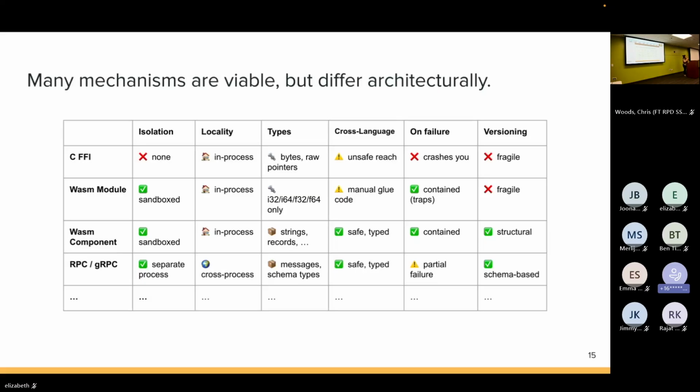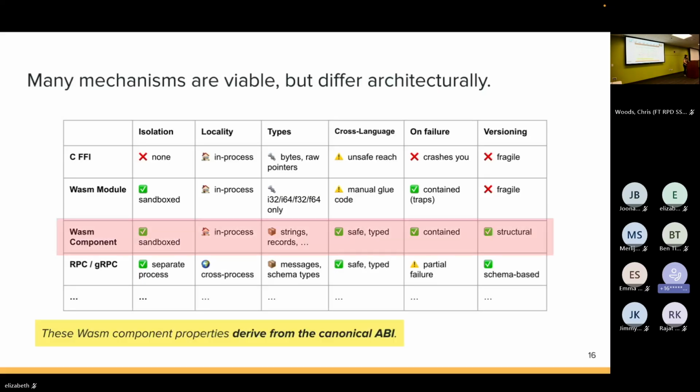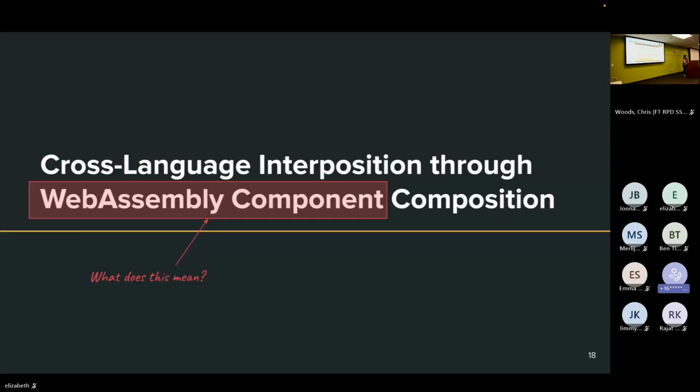And then you have RPC, like inter-process communication, where you have the safe polyglot communication, but it has to flow across processes where you have this isolation. And so with RPC specifically, you can have high-level types, but you still have the inter-process communication overhead. And you also have partial failure there. So if you're trying to communicate with something that maybe died at some point, you have to handle those semantics in your application code. And all of these different properties in the Wasm component row derive from the canonical ABI.